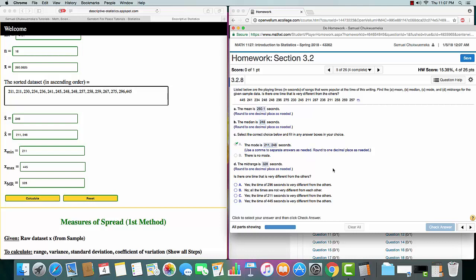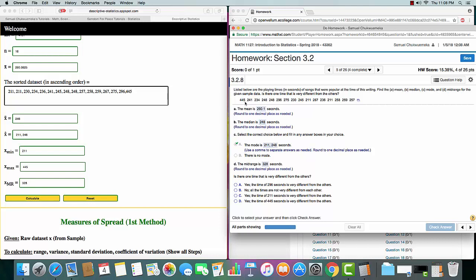Is there one time that is very different from the others? Well, let's look at the options. A: Yes, the time of 296 seconds is very different from the others. If you look at this data, all these are like 241, 234, 248 in twos. It's only this first one, 445, that is like, okay, what's this guy here? This is a long playing time. So A is out, 296 is not. B: no, all the times are not very different from each other.